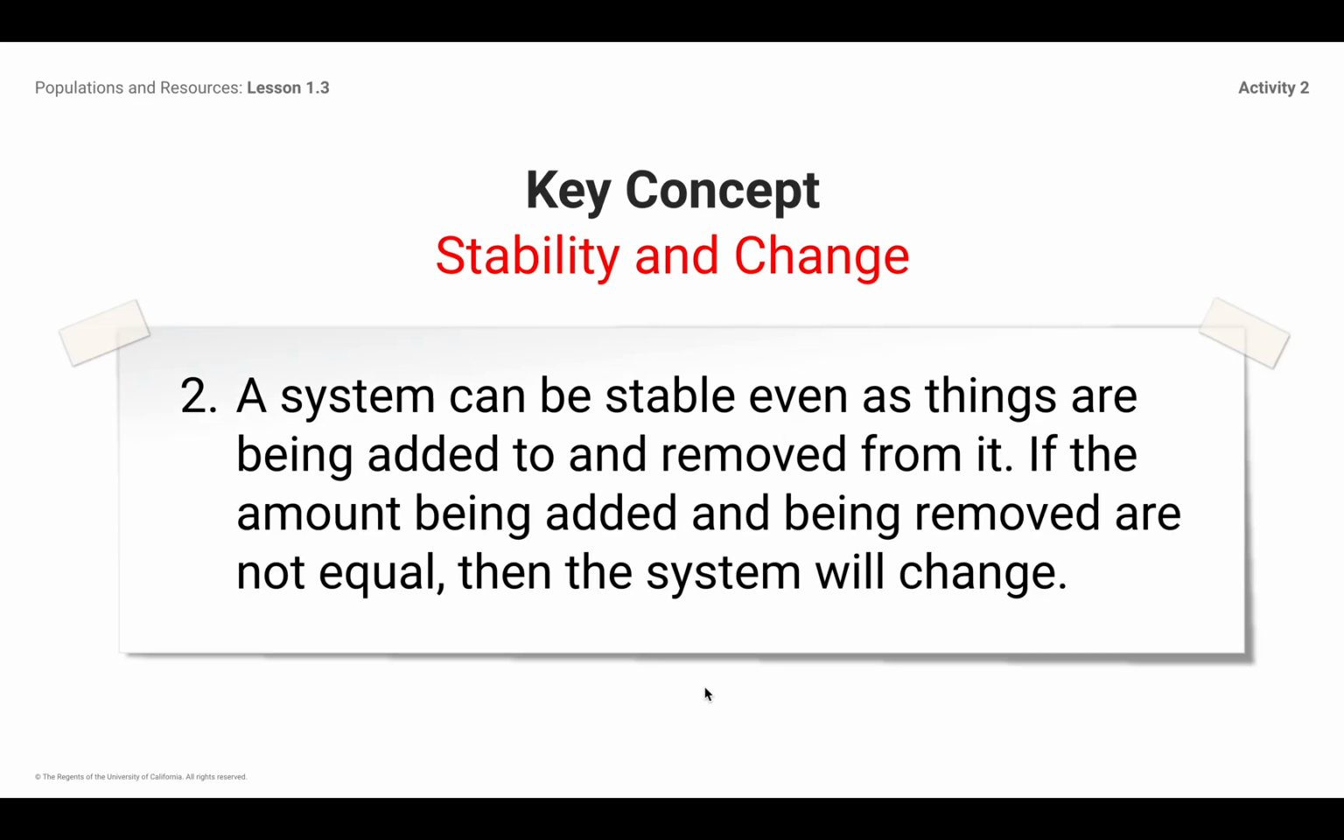Key concept number 2 is kind of a long one. It says a system can be stable even as things are being added to and removed from it, as long as it's equal, as long as it's even. If the amount being added and being removed are not equal, then the system will change.